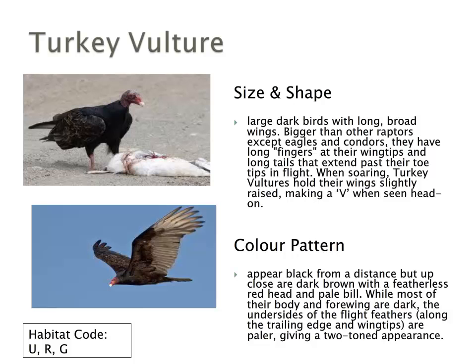Their wings make that typical V pattern, and one of the things is that up close or through binoculars you can see that they have no feathers present on their heads, which is of course important because their heads are constantly in carrion and decaying carcasses of their food sources. So they have a red, relatively pinkish skin, and then a very light colored bill.